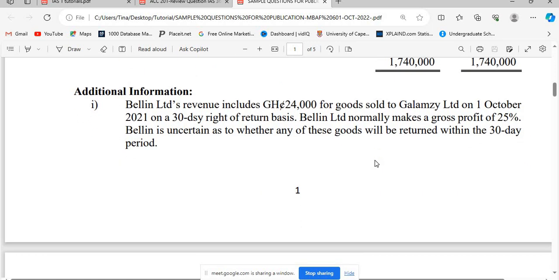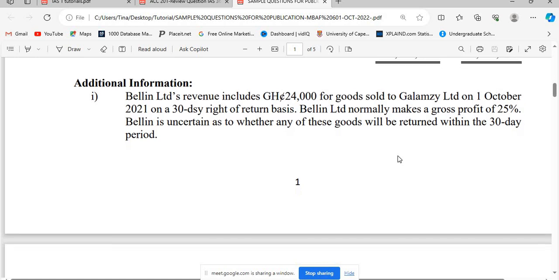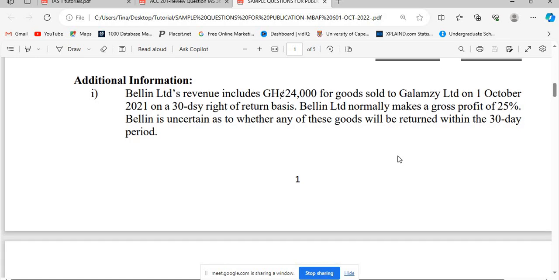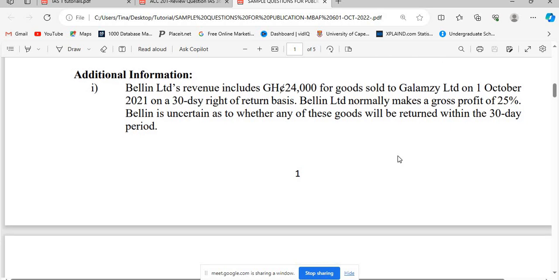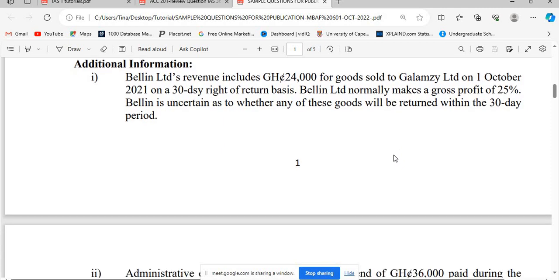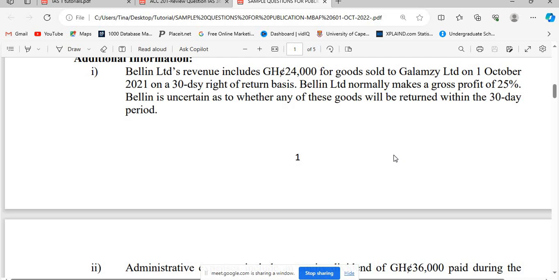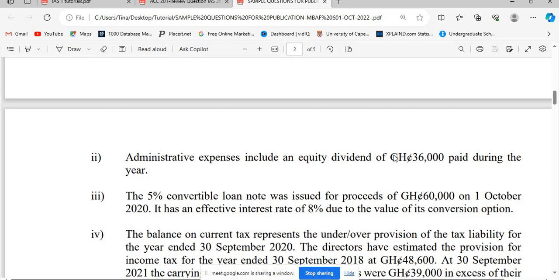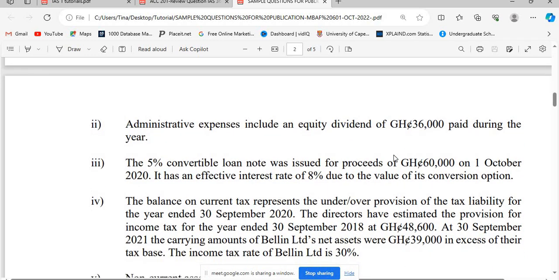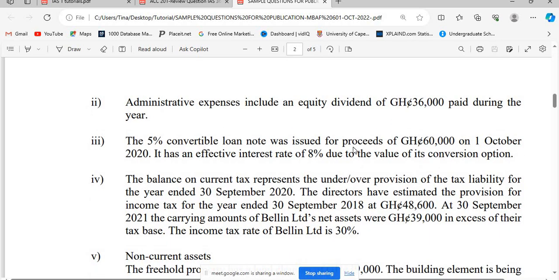The first additional information: Berlin Limited's revenue includes 24,000 for goods sold to Galamsey Limited on 1st October 2021 on a 30-day right of return basis. Berlin Limited normally makes a gross profit of 25%. Berlin is uncertain as to whether any of these goods will be returned within the 30-day period. Second, administrative expenses include an equity dividend of 36,000 paid during the year. Third, the 5% convertible loan note was issued for proceeds of 60,000 on 1st October 2020. It has an effective interest rate of 8% due to the value of its conversion option.